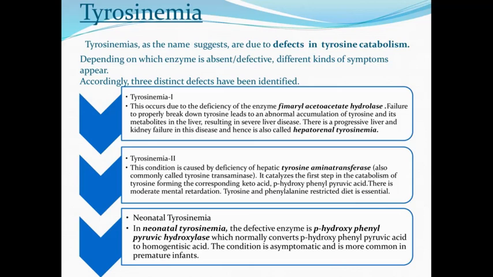Next we have neonatal tyrosinemia. In neonatal tyrosinemia, the defective enzyme is p-hydroxyphenylpyruvic acid hydroxylase, which normally converts p-hydroxyphenylpyruvic acid to homogentisic acid. The condition is asymptomatic and is more common in premature infants.